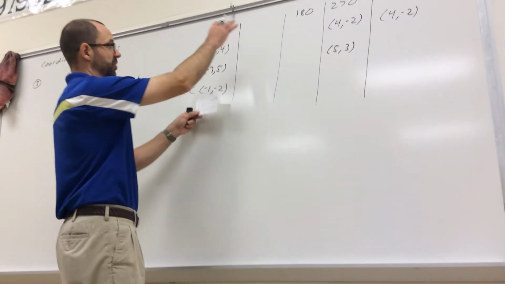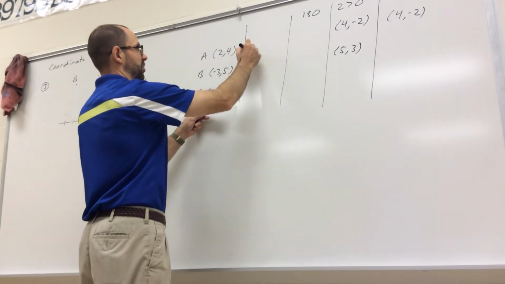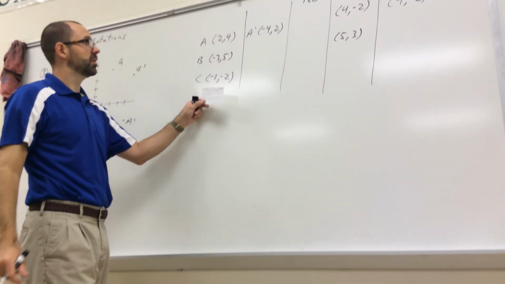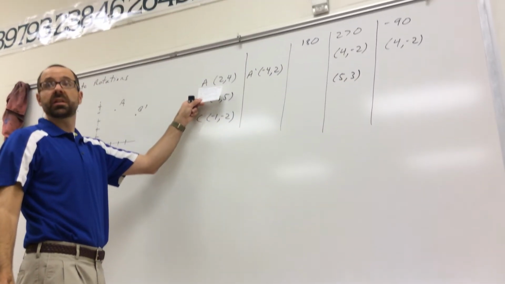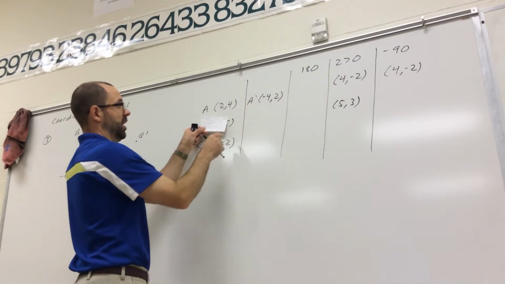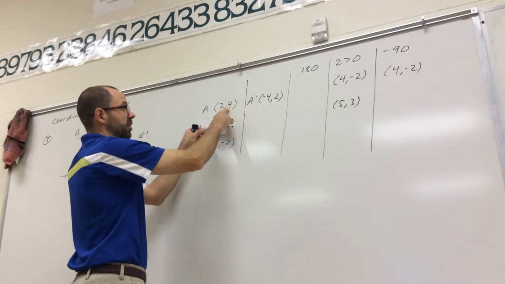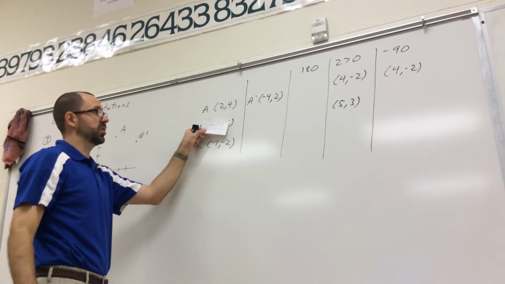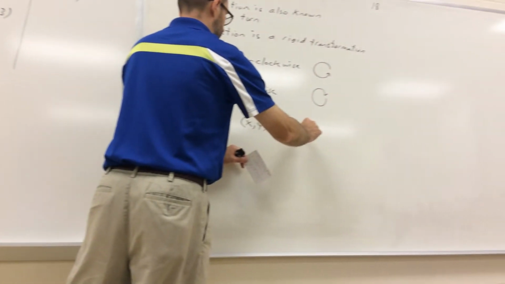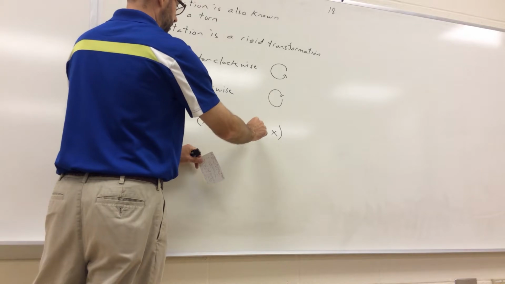So I erased those, right? So let's see, that was, what was this A prime? Negative 4, 2. So the pattern was that they swapped and the second number was opposite. So xy is going to go to yx. And then the y is the one that's opposite.